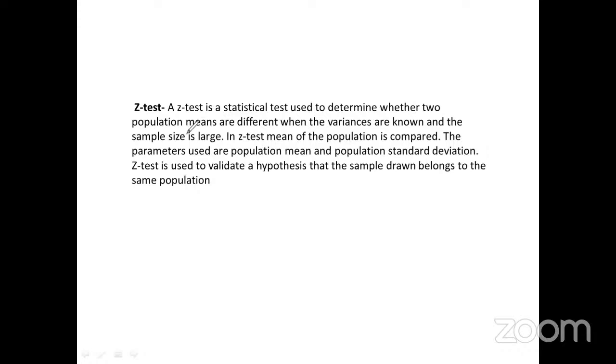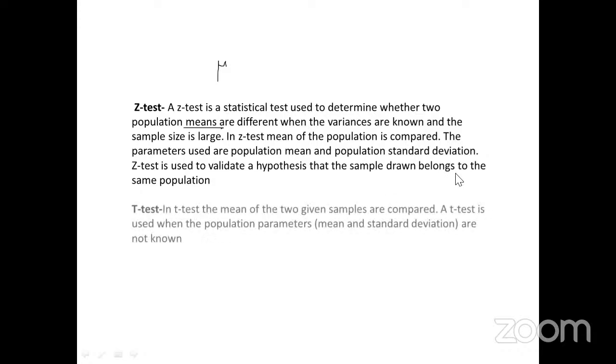What you need to know is that what we call means here is mu, the average of the population. When the variances are known and the sample size is large, in z-test, the means of the population are compared. The parameters used are population mean and population standard deviation. Z-test is used to validate a hypothesis that the sample drawn belongs to the same population. In the t-test, the means of two given samples are compared. A t-test is used when the population parameters, mean and standard deviation, are not known.